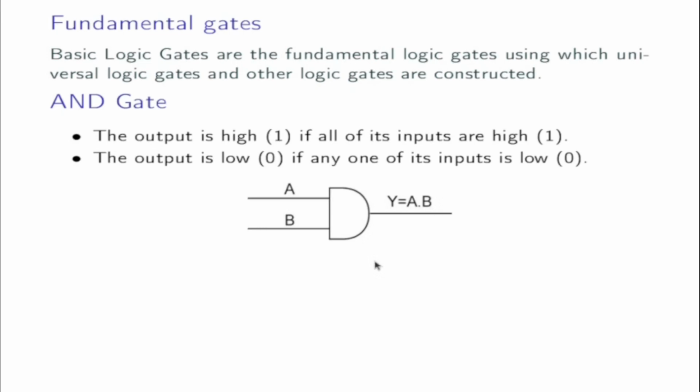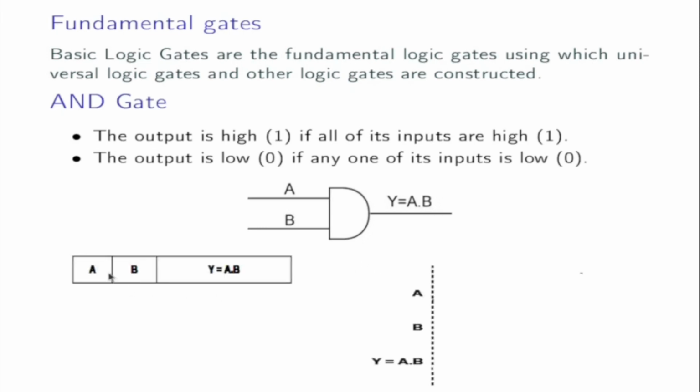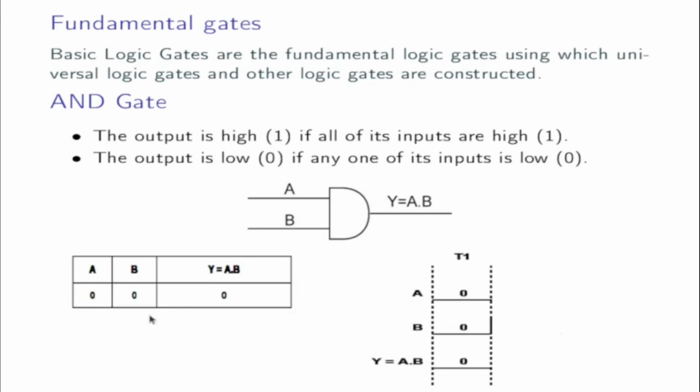Now we can draw the truth table and timing diagram of the AND gate. This is A, B, which are the inputs. Y equals A and B is the output. When both the inputs are low, that means 0, 0, the output is 0. In the timing diagram, T1, 0 for A and 0 for B, therefore Y is equal to 0 also.